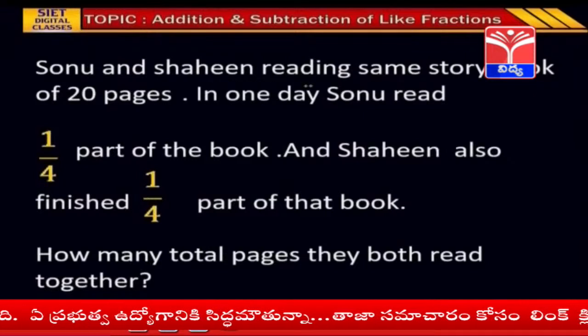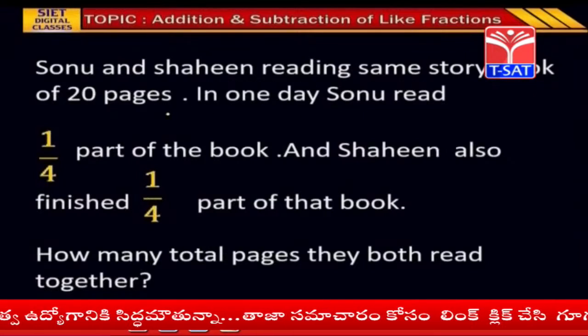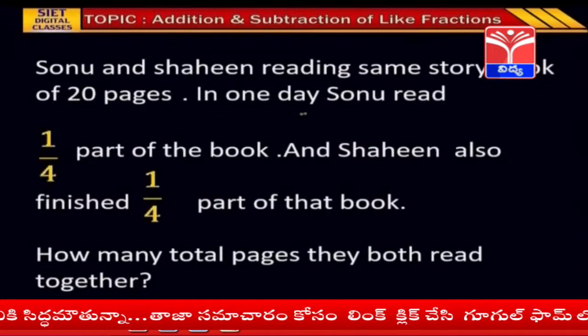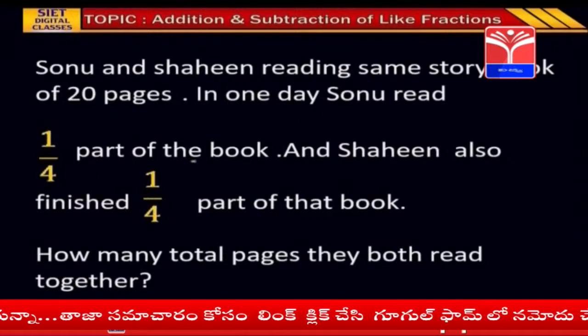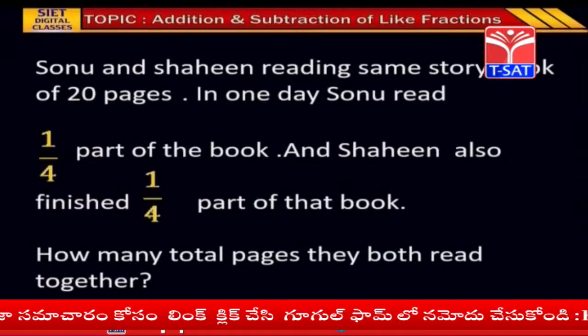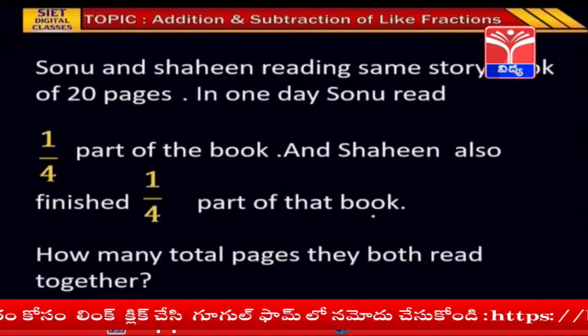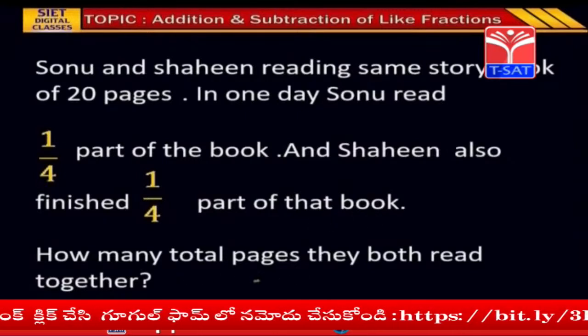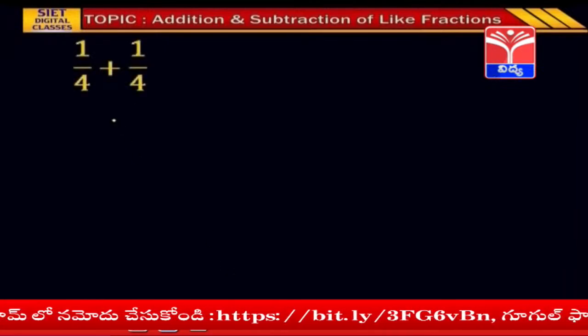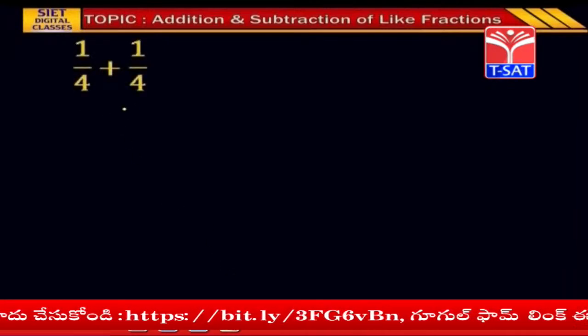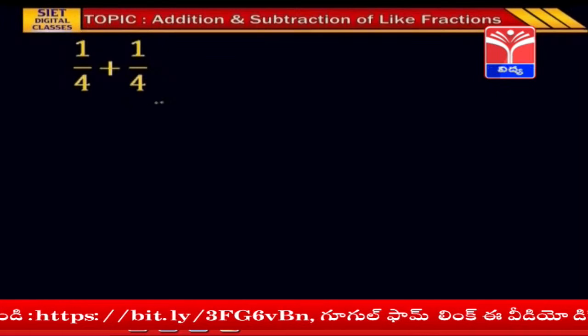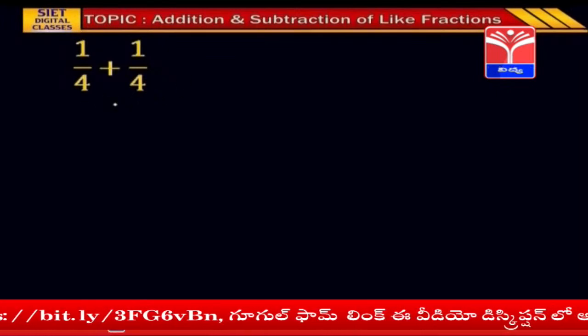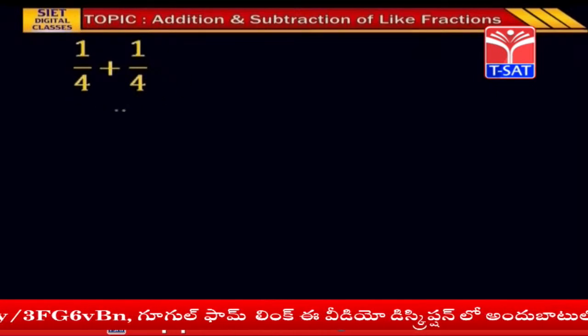Sonu and Shaheen are reading the same storybook of 20 pages. In one day, Sonu read 1/4 part of the book and Shaheen also finished 1/4 part of the book. How many total pages did they both read together? See, 1/4 plus 1/4, we have 2 fractions from the problem. So these are like fractions. Why? Because these have the same denominators.